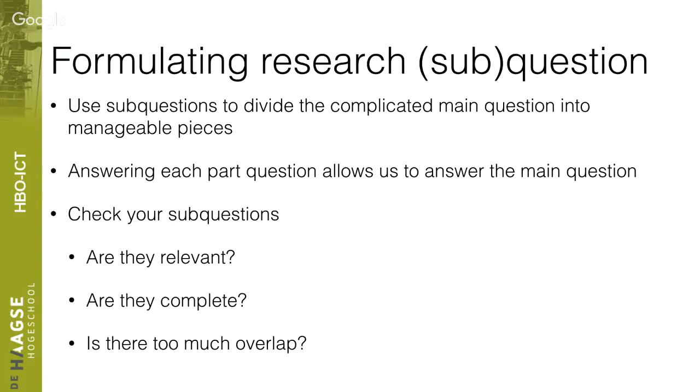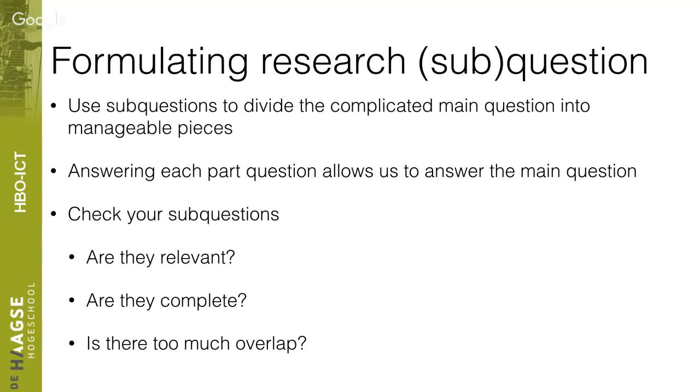Are your sub-questions complete? Which means by answering all these sub-questions, by going through all these steps, do we have enough information now to answer the main question? No, there's a part that we don't know. Then we need to add another sub-question to complete the whole picture. Okay, now with this additional sub-question, we can answer everything about the main question. So read your main question, read your sub-questions, and make sure that the sub-questions are complete and that you haven't forgotten anything.